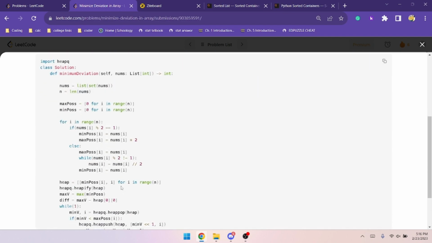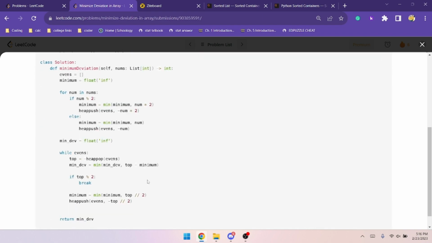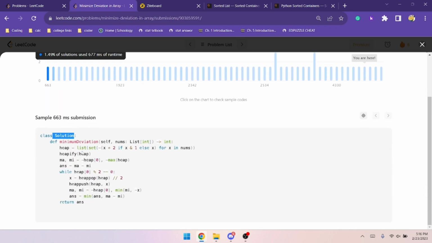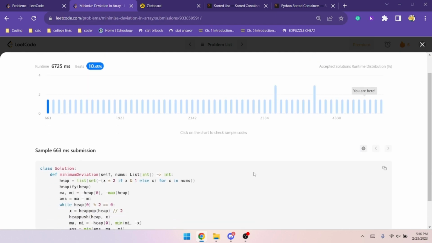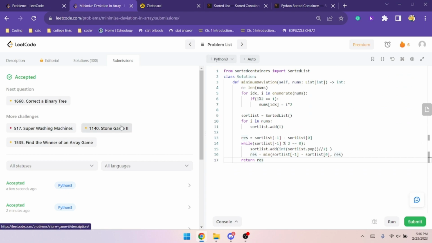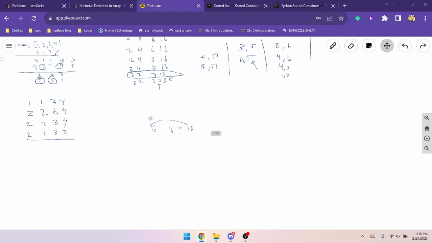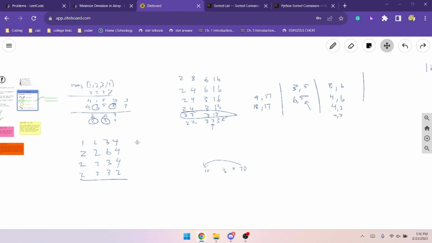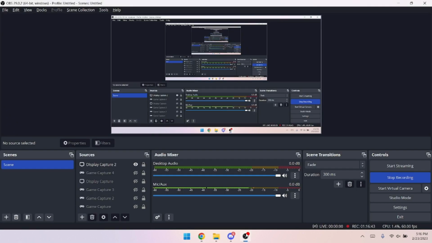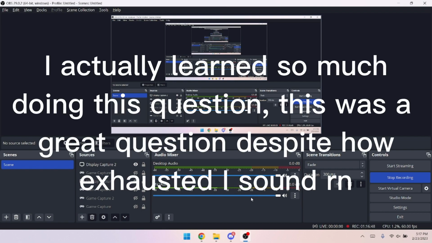Everyone used a heap. Definitely should have used a heap. I even thought about using a heap, but yeah, I understand the solution now. So hopefully you guys liked me failing at a hard problem. I went through my thought process and a few different trains of thought here. Hopefully you understand my solution. If you made it to the end, thank you so much for watching. I learned a lot about heaps and sorted containers today.